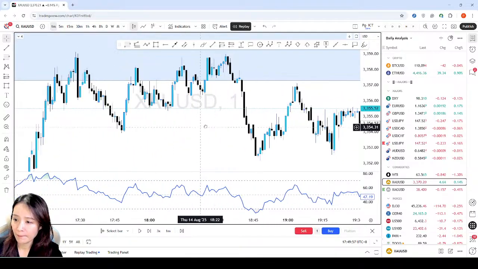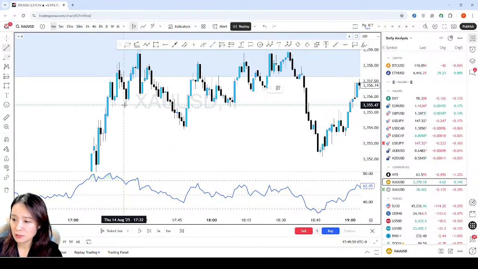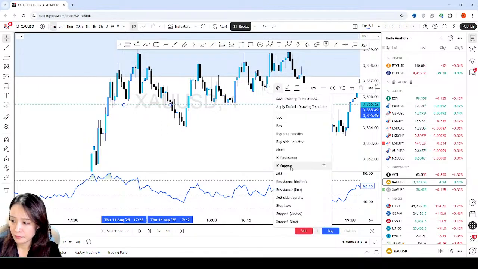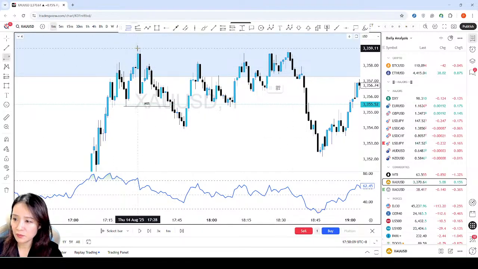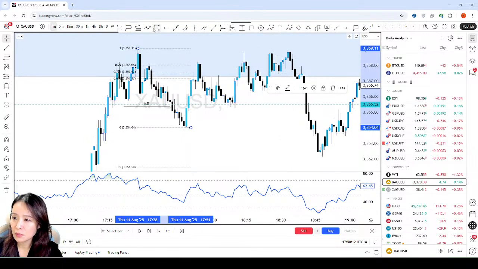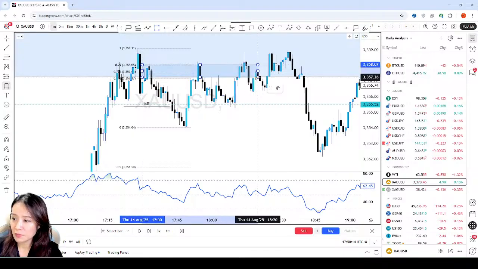here, I see the market structure shift is here. Okay, market structure shift is here. So we'll pull the Fibo from this swing high to this swing low. Our sell zone is going to be here.